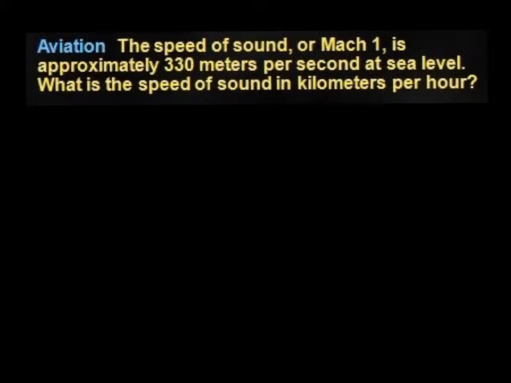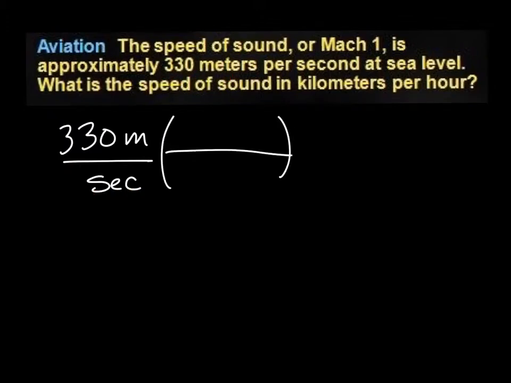The speed of sound, or Mach 1, is approximately 330 meters per second at sea level. What is the speed of sound in kilometers per hour? Again, we start by setting it up with the understanding that the word per means divided by, so 330 meters per second. And we're going to change meters to kilometers, so there are 1,000 meters in 1 kilometer.